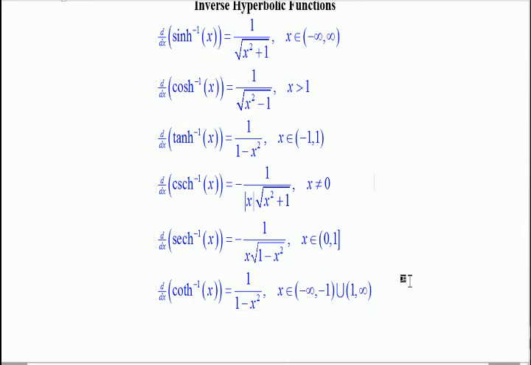So that gives you a complete list of the basic formulas that we have derived, and we've looked at many examples here. In the next video, we'll look at a few more examples of using these properties.